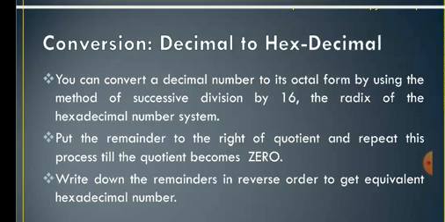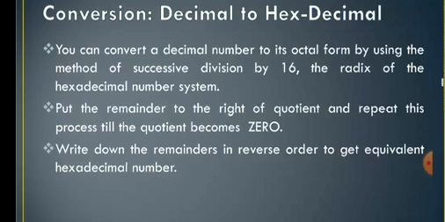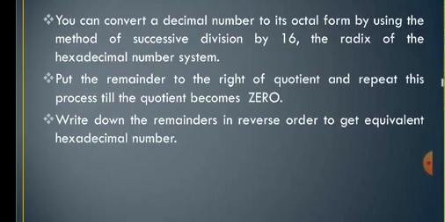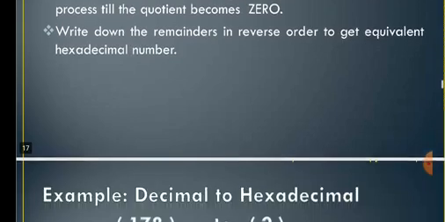I am repeating the procedure one more time. You can convert a decimal number to its hexadecimal form by using the method of successive division by 16, the base or radix of the hexadecimal number system. Put the remainder to the right of the quotient and repeat this process till the quotient becomes 0. Write down the remainders in reverse order to get the equivalent hexadecimal number. This is the algorithm, or the steps, to be used for converting a decimal number to a hexadecimal number. Now we'll move on to a simple example.